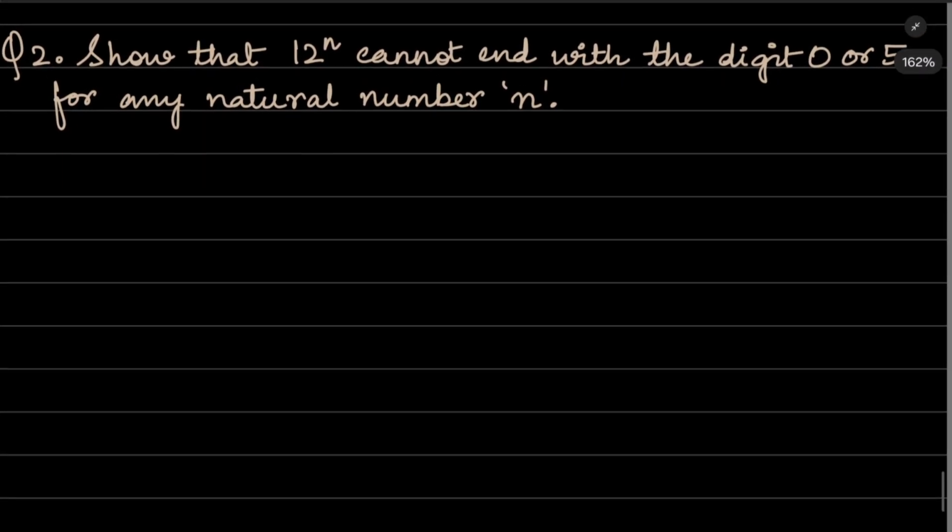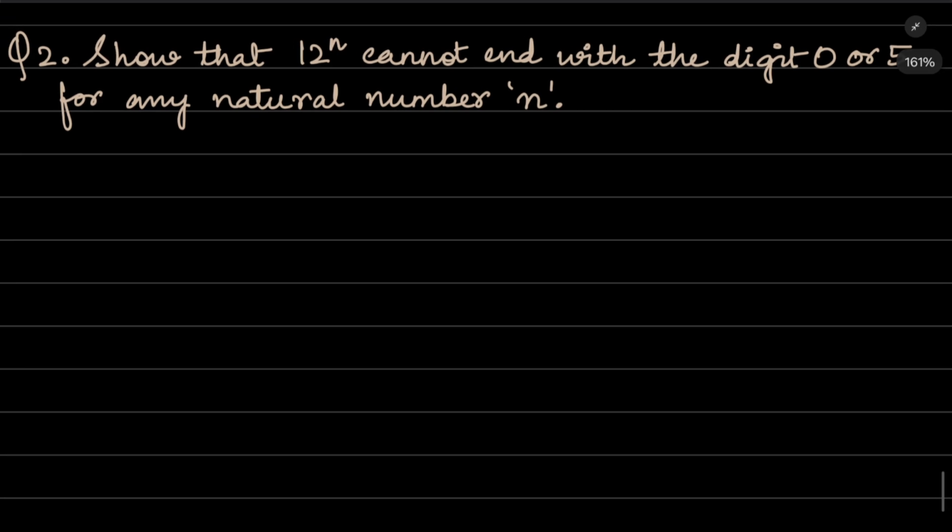So next question. Show that 12 to the power n cannot end with the digit 0 or 5 for any natural number n.